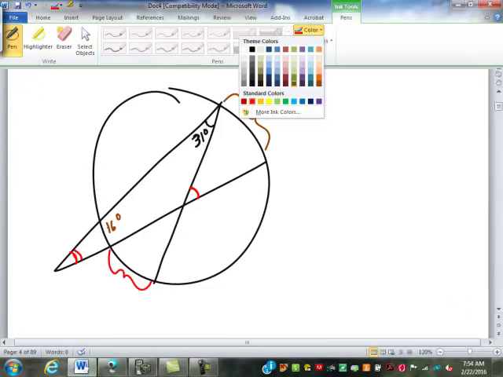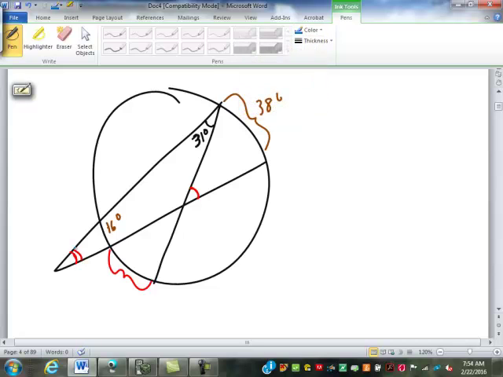Okay, so the first one that we can probably find is this one over here. What's that going to be? 31, or not 31, 38 minus 16 divided by 2. So that's 22 over 2 or 11. So 11 degrees. How many had 11 degrees for that? Did you see what you did?